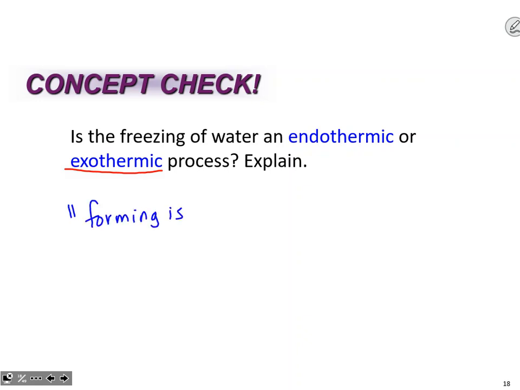Forming is warming. When you are reforming either bonds or IMFs, remember there's a difference between IMFs and bonds. The intermolecular forces are the weaker ones. The bonds, we're talking covalent, ionic, some of the intramolecular forces, those Coulombic attractions, can also be formed, but when you're establishing them, forming is warming, and that always falls under the exothermic category.